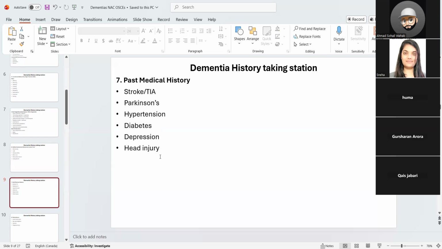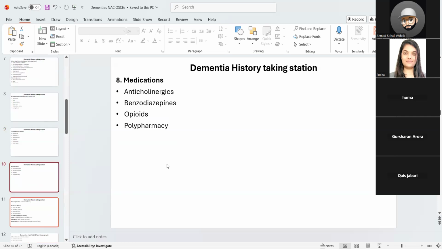This will help us in determining if their dementia or memory impairment is organic versus inorganic, versus functional or age related. Now, ask about medications that can impact cognition and concentration: anticholinergics, benzodiazepines, opioids, and polypharmacy, or patients taking multiple medications at the same time. They are at risk of getting into delirium, or over time they can develop dementia.